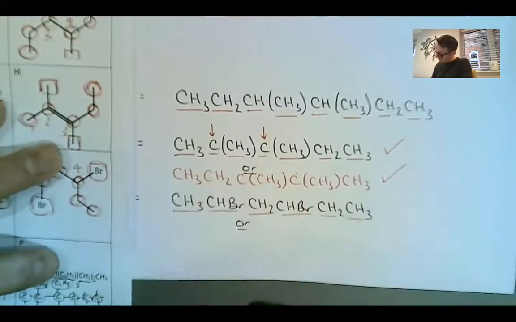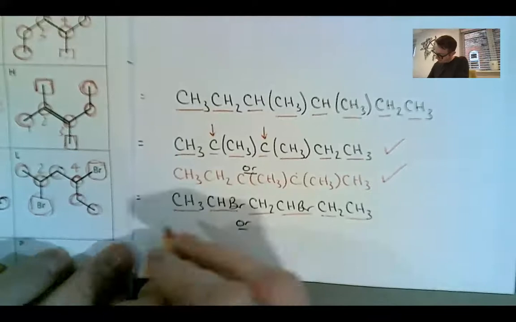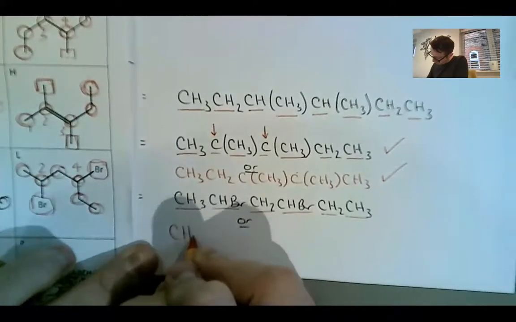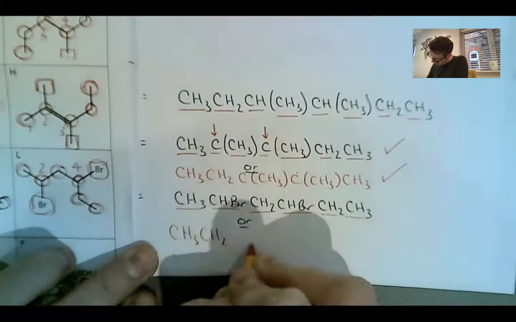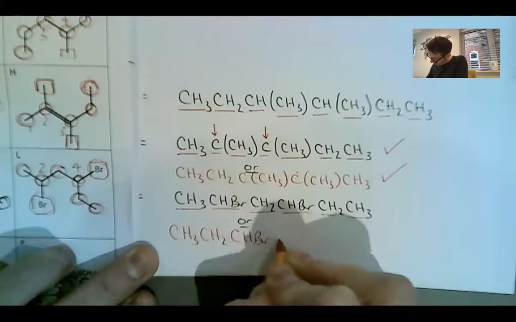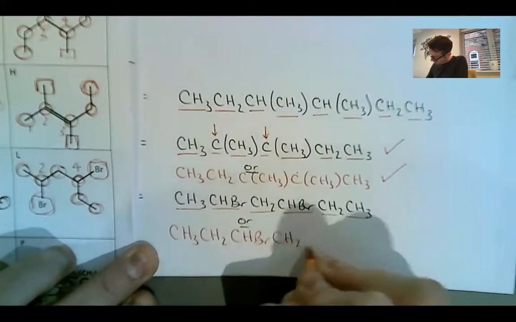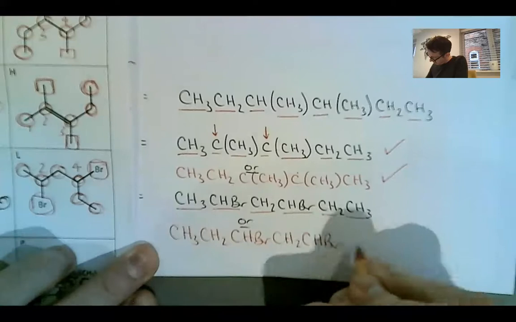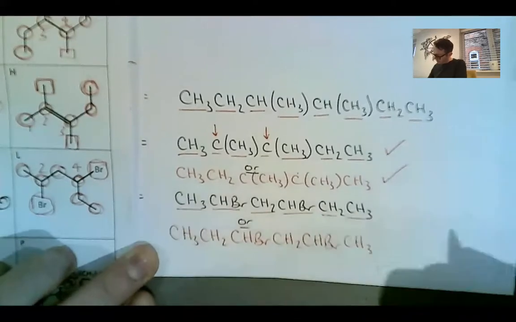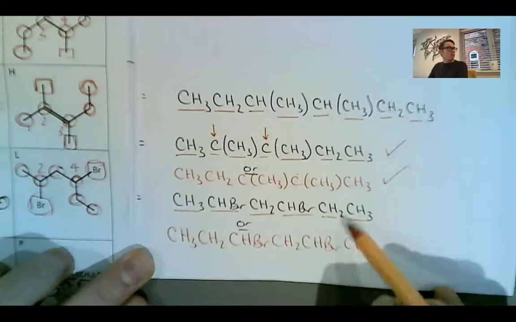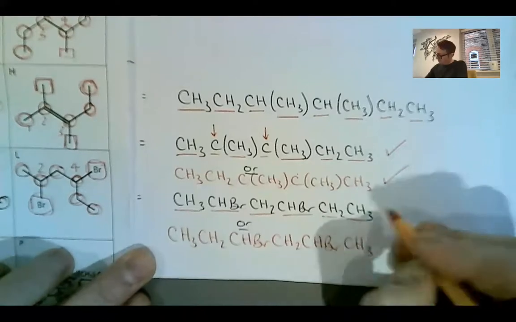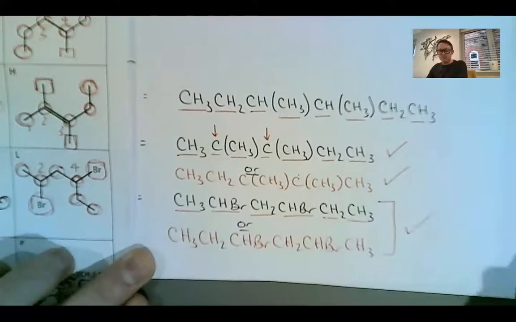But just like with the previous one, I could do that all completely in reverse as well. So I could have CH3, CH2, CHBr, CH2, CHBr, CH3. So even though it looks different to the one above it, both of those refer to the same molecule. So either of those would be fine.